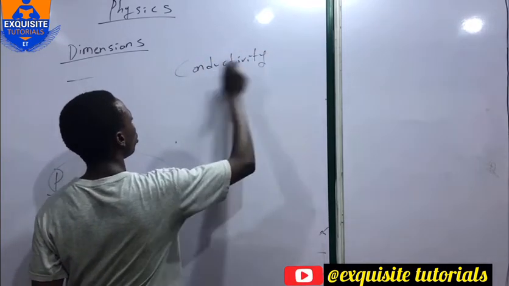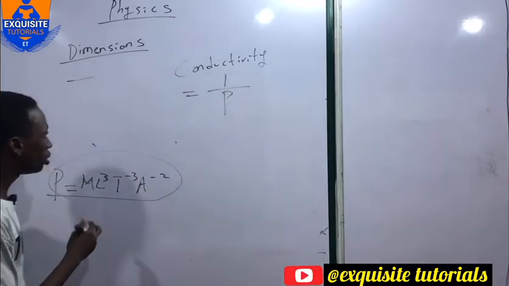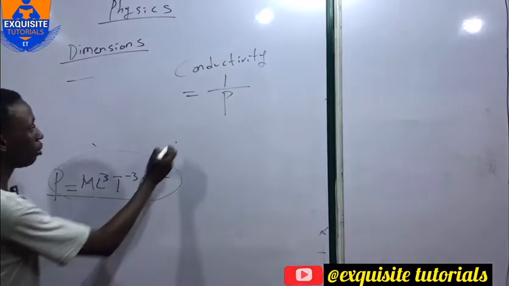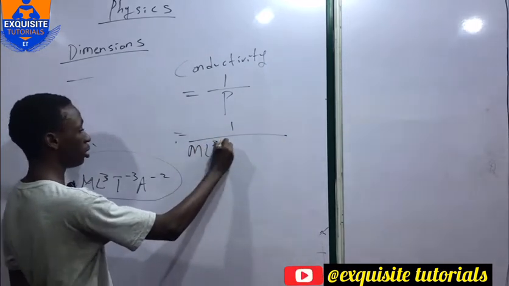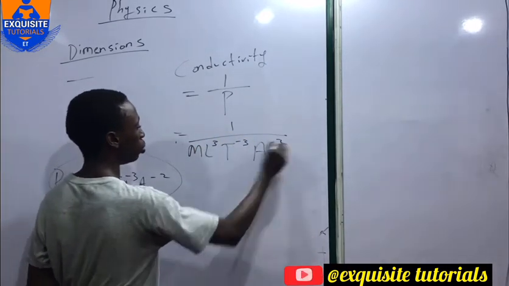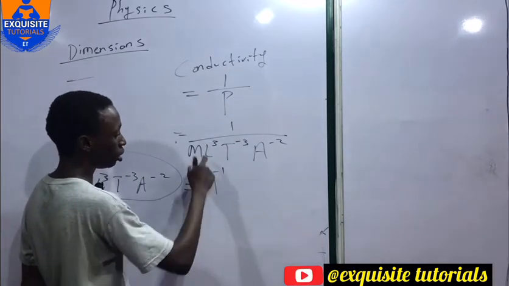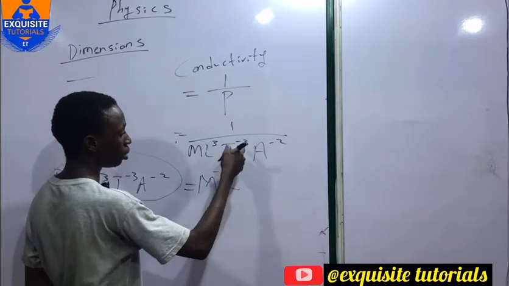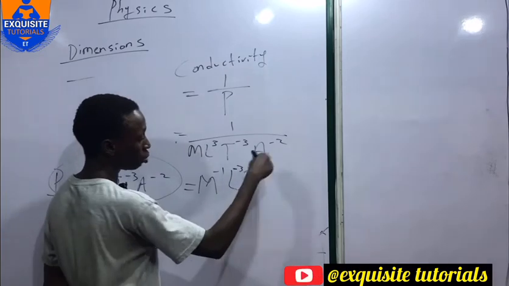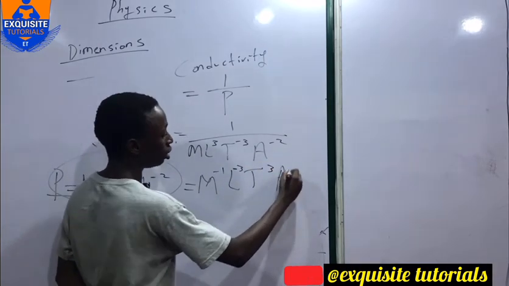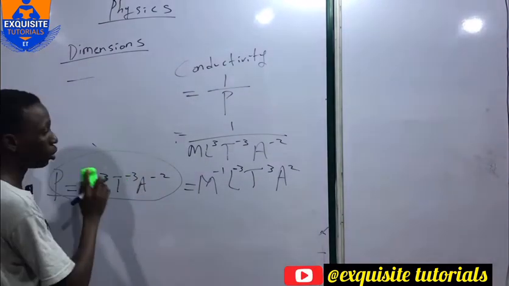Now we know that conductivity is equal to 1 over resistivity. Since we already know our resistivity here, all we have to do is 1 over ML^3 T^-3 A^-2. Now this will be M^-1 L^-3 T^3 A^2, because when the minus comes up, it turns to 3, then A^2. This will be the dimension for conductivity.